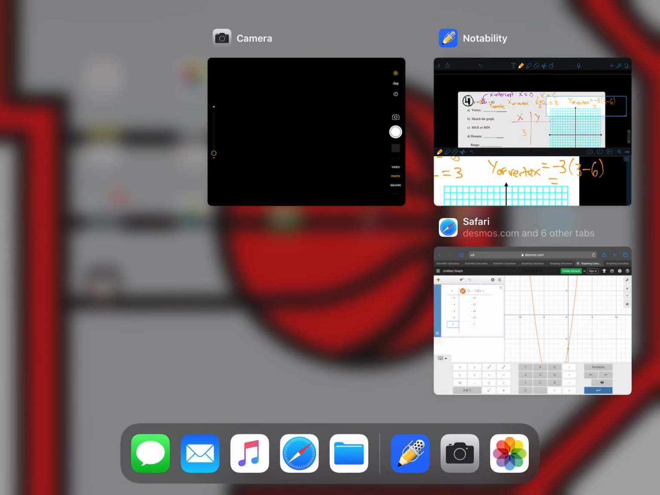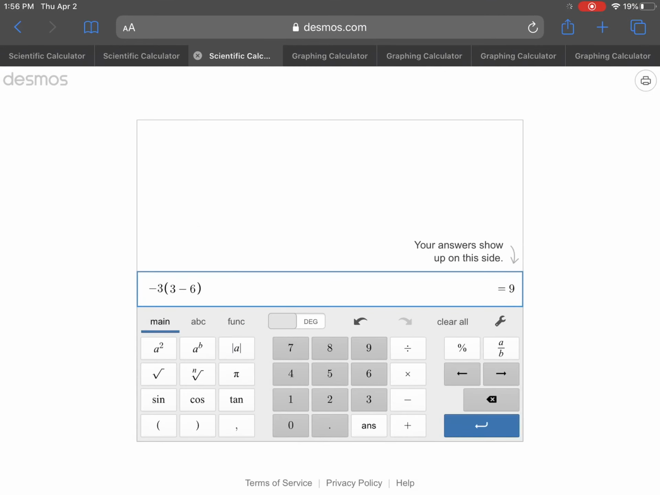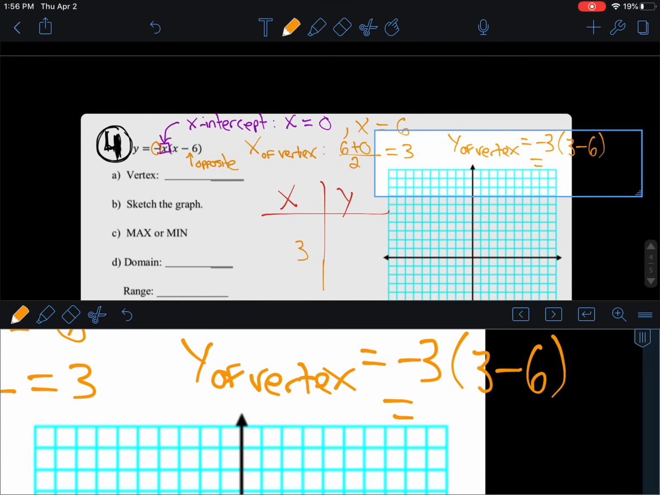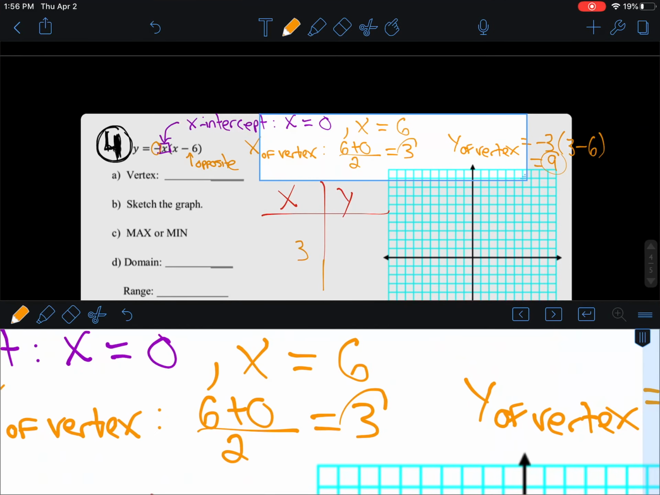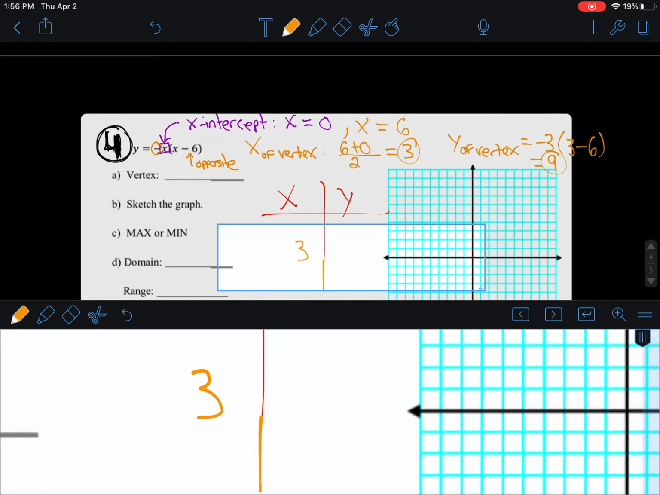So I go ahead and look at my calculator. I already had it plugged in. If you want to, plug it in, you can. You get an answer of 9. So my y of the vertex is going to be 9. So again, my x of the vertex is 3, and my y of the vertex is 9.